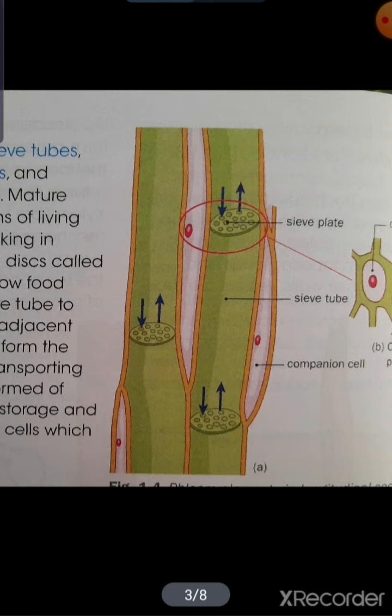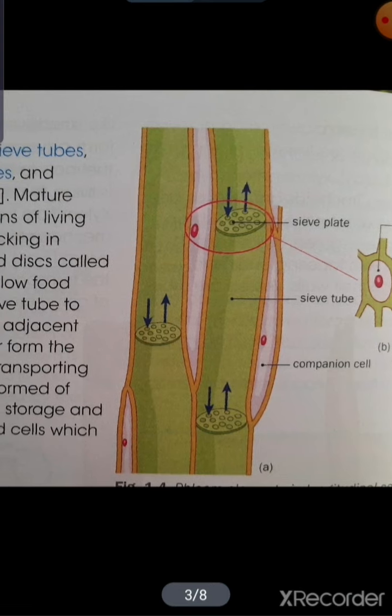Okay, next is the companion cell. It lies just beside the sieve tube and together they form the functional unit of the phloem. So what is the main function of the phloem? It is the transport of food material, and the main function of xylem is the transport of water and minerals.